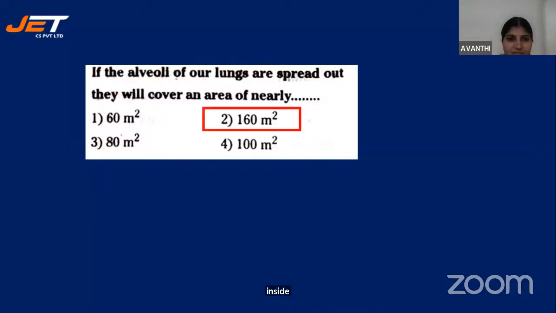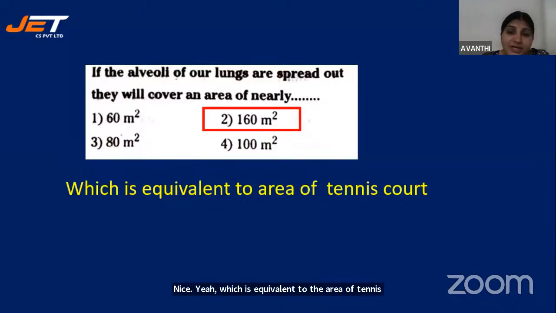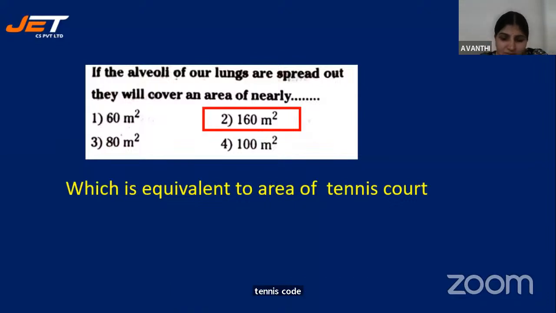Okay, next. Which is equivalent to the area of a tennis court you can take. That could measure the area of a tennis court. You can imagine how they are folded in such a way in the chest cavity or in the lungs.